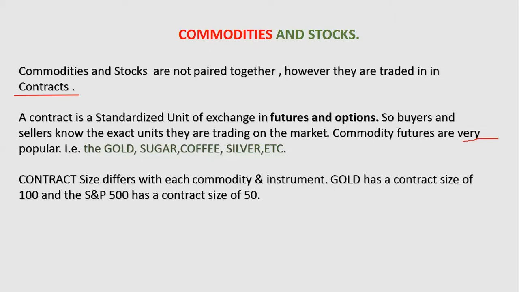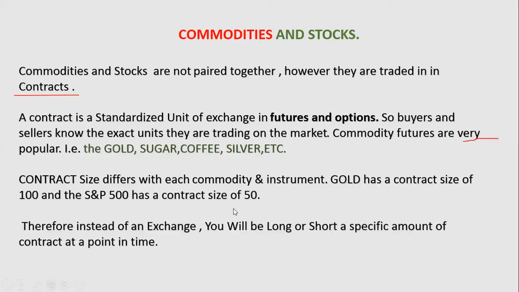So contract size differs with each commodity and instrument, no matter what. All of them have different sizes. So you need different types of accounts and different sizes of money to be able to trade them. Some brokers won't allow you to trade gold because your money is not enough. So that's just by the way. Therefore, instead of an exchange, you will be long or short a specific amount of contracts at a point in time. So if you are trading commodities, stocks, or futures, you are buying contracts. Although in Forex too we are buying contracts, it is not standardized as much as it is with commodities and stocks, right?